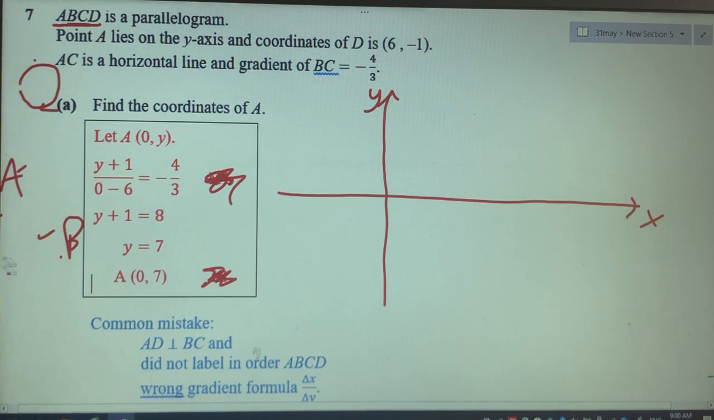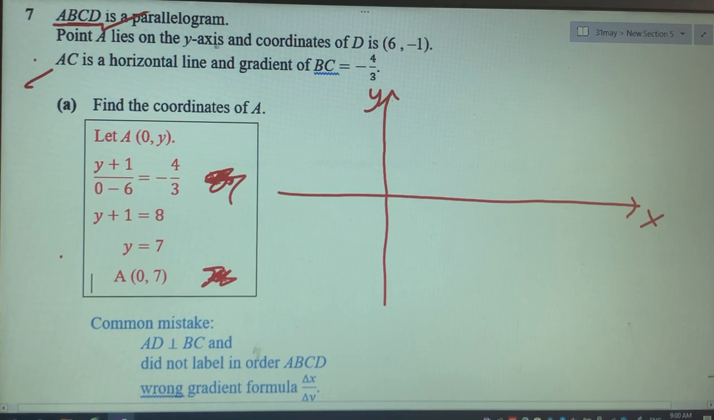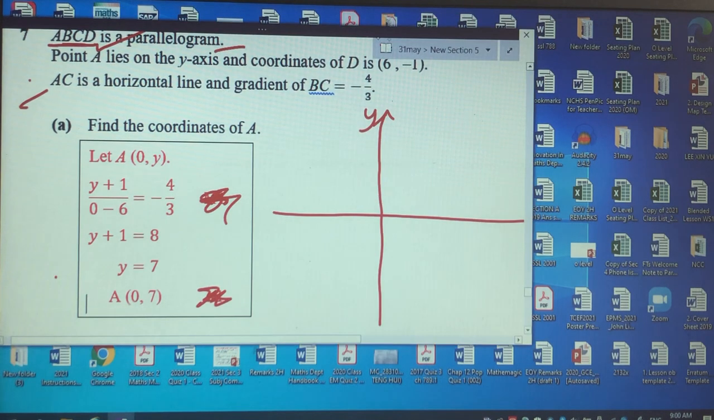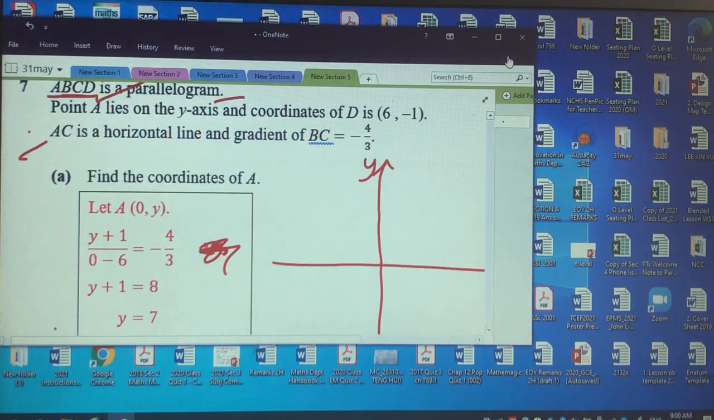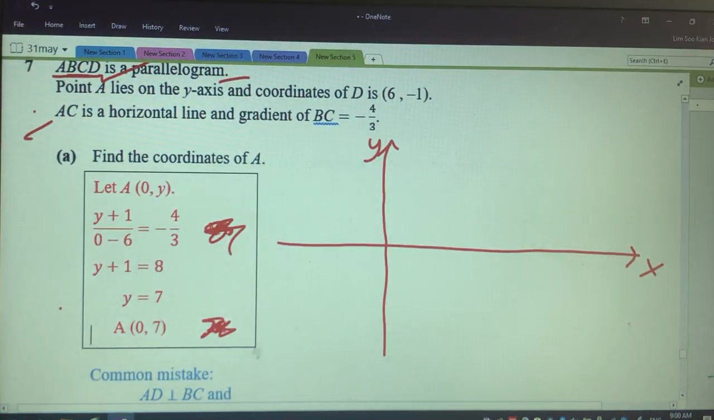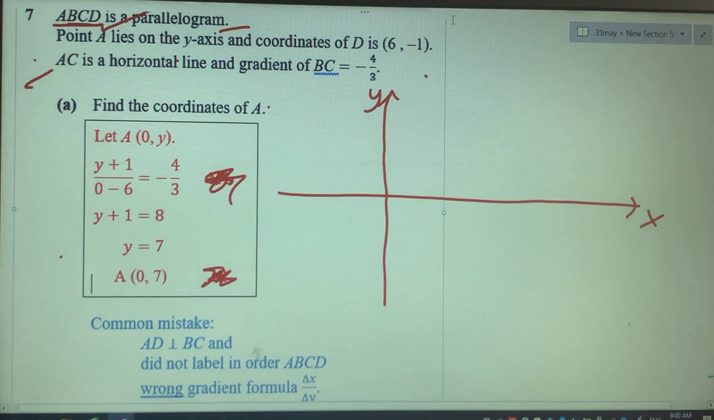Okay, so remember this must be drawn in cyclic fashion and A lies on the y-axis. Okay, so I don't know where, but I know that because it lies on the y-axis, right?